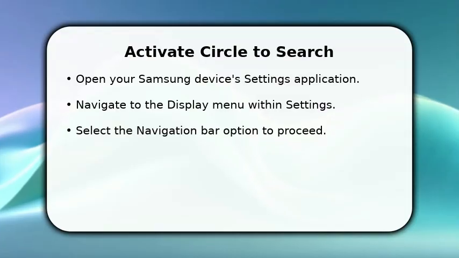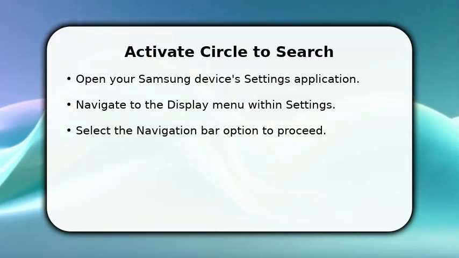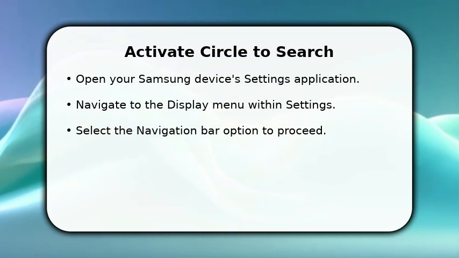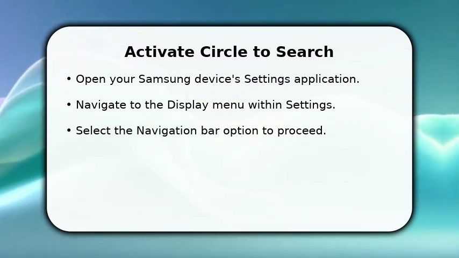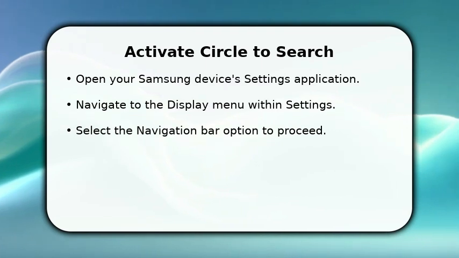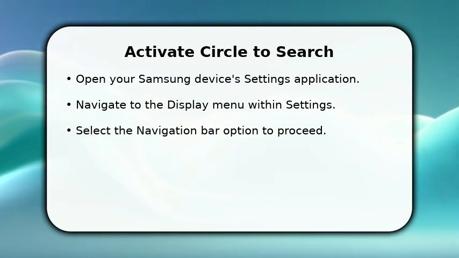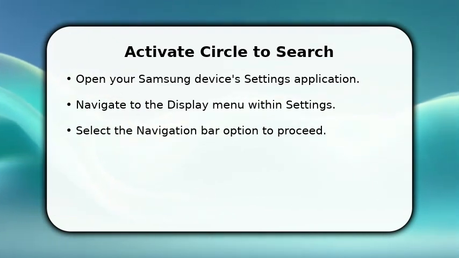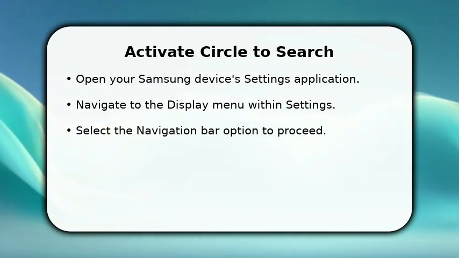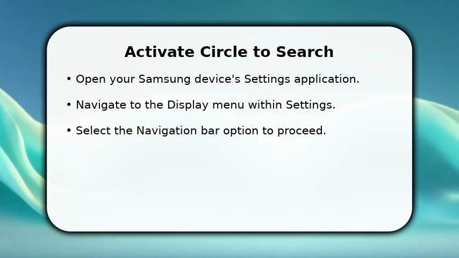Enjoy the video. In this video, I will show you how to easily activate Circle to search on your Samsung device. First, open your phone settings app. Scroll down and tap on Display, then find and select Navigation bar. Here, you will see the option for Circle to search. Simply toggle this feature on, and you are ready to experience a new way to search.